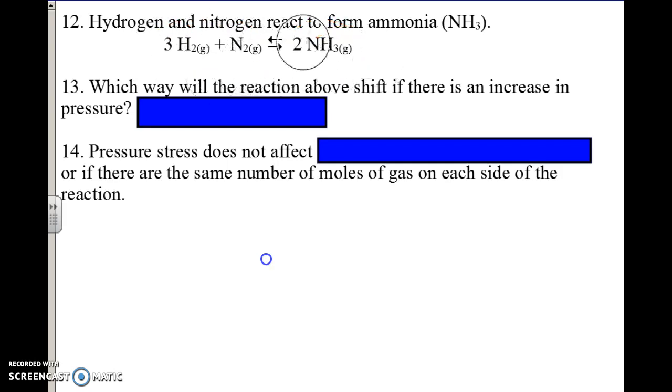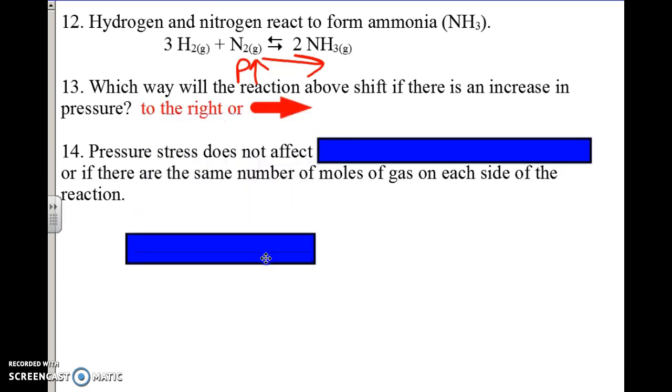So let's go back to the problem. Which way will the reaction shift if there is an increase in pressure? Well, if we increase the pressure, the reaction is going to shift to try to decrease the pressure. So if pressure goes up, the reaction should shift to go to the side that would produce less pressure overall. And it would shift to the right, or we can put an arrow.